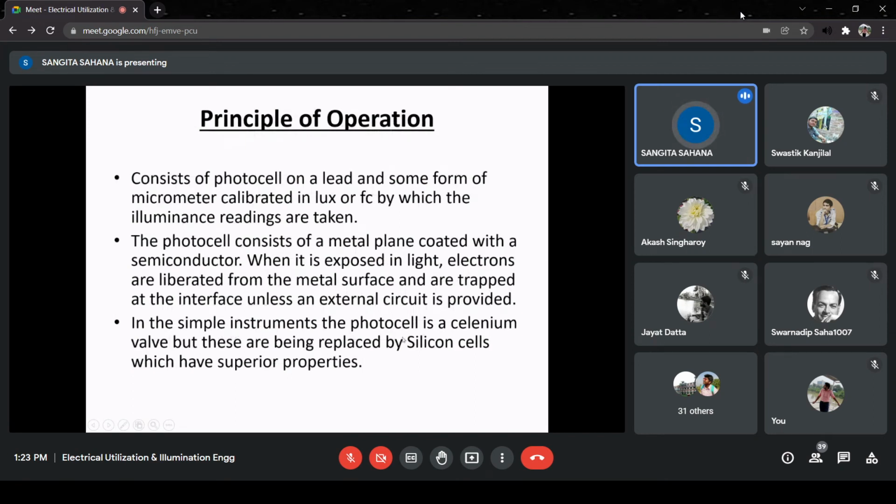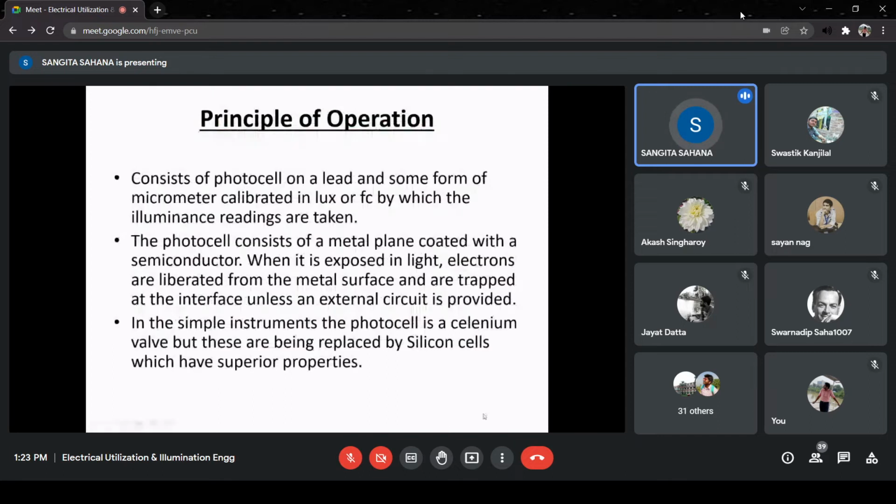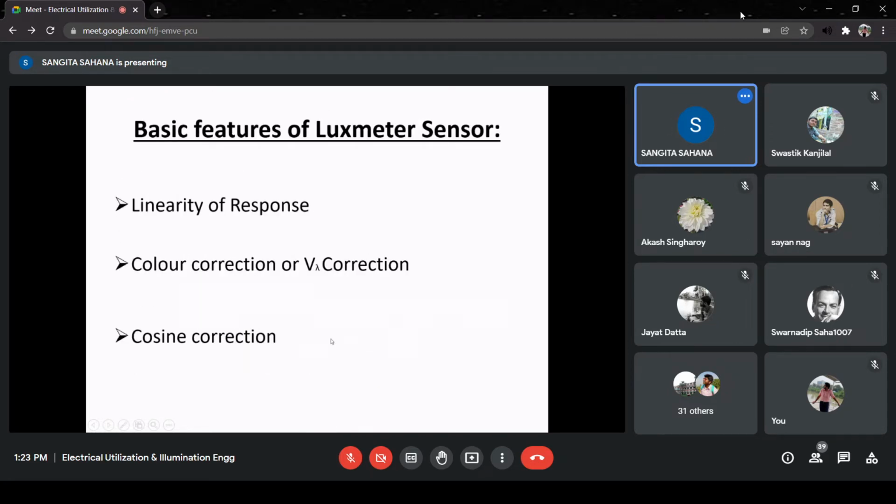So in the instrument, this photocell is a selenium cell, but nowadays all the silicon cells are used, because silicon cell response is approximately equivalent to the V lambda. So the use of the filter will be easier for the silicon cells. So nowadays all the sensors are mostly made of the silicon cell. So these are the basic features of a lux meter sensor.